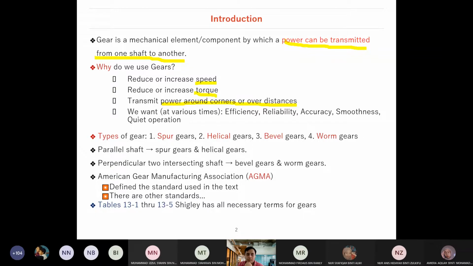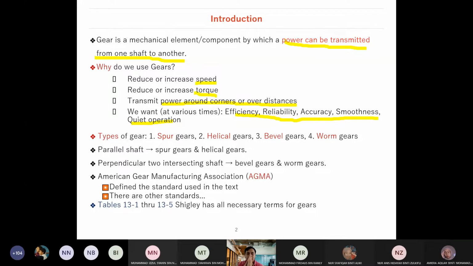All right, and number 4, if you look at the slide, what we want is efficiency, reliability, accuracy, smoothness, quiet operation. This is generally what we as engineers want. This is straightforward, I think you can read it.